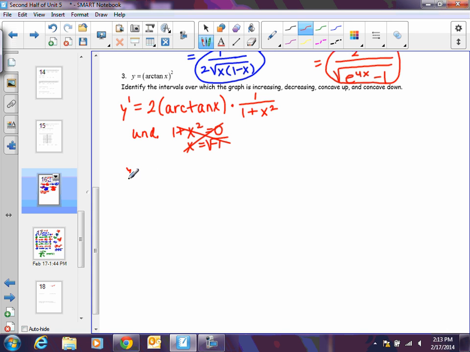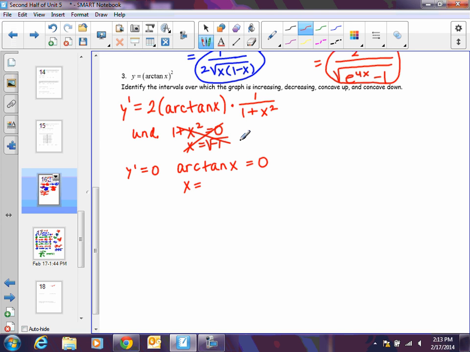Now we want to see where the derivative is equal to 0. So this would be the 2, the arctan x, and then the numerator here. The 2 and the 1, I don't really care about that. So really what I'm saying is, when does arctan x equal 0? I am not asking you to find arctan of 0. I am asking you, when does arctan equal 0? In other words, what is arctan?